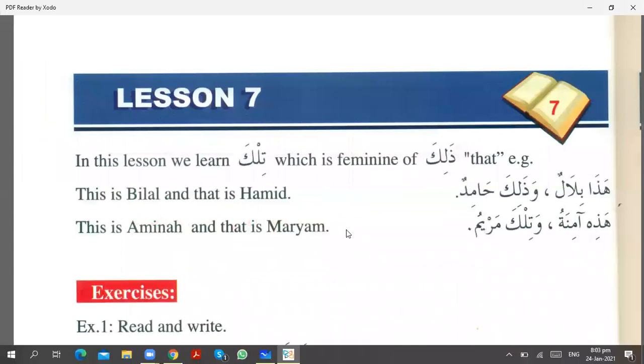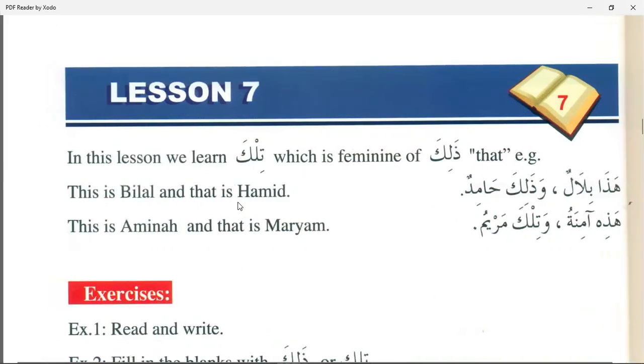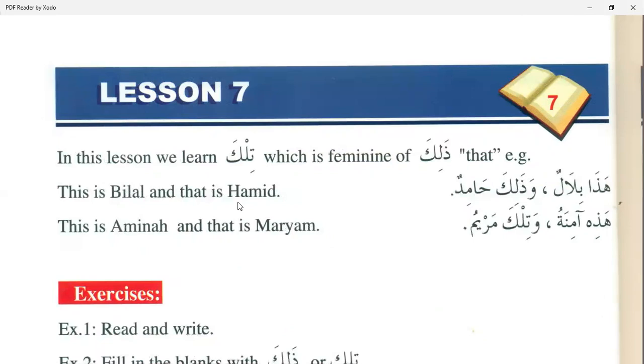We'll start lesson number 7. Before this, you have learned about Zalika, which means that. Zalika is for masculine only. Now you will learn Tilka. Tilka is for feminine only. The meaning of both words is the same.